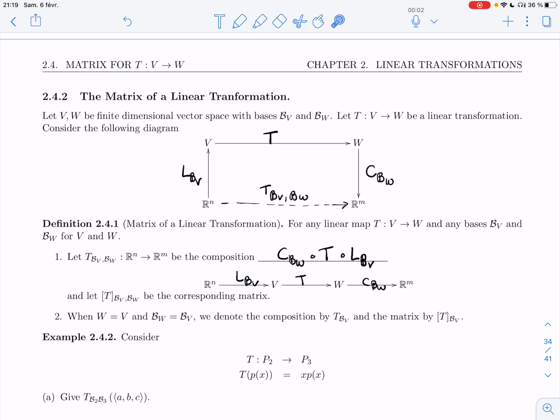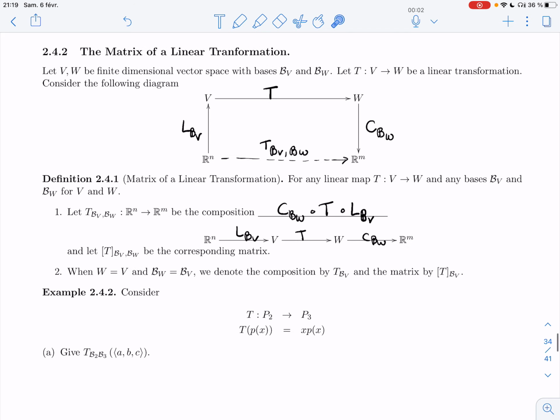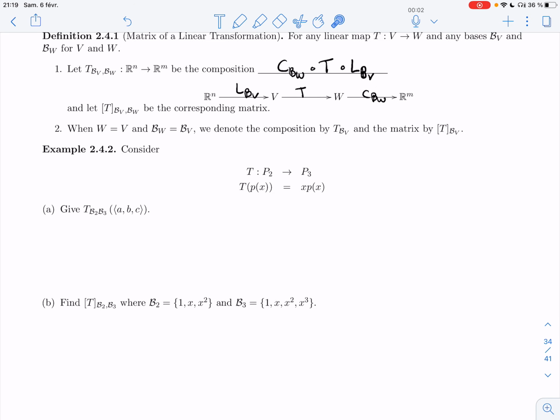All right, let's consider the map between P2 and P3. We need the bases here as well: B2, which is 1, x, x squared, and B3, which is 1, x, x squared, x cubed. Consider the map from P2 to P3 that sends a polynomial to x times the polynomial. I want to give T_B2,B3 of (a, b, c).